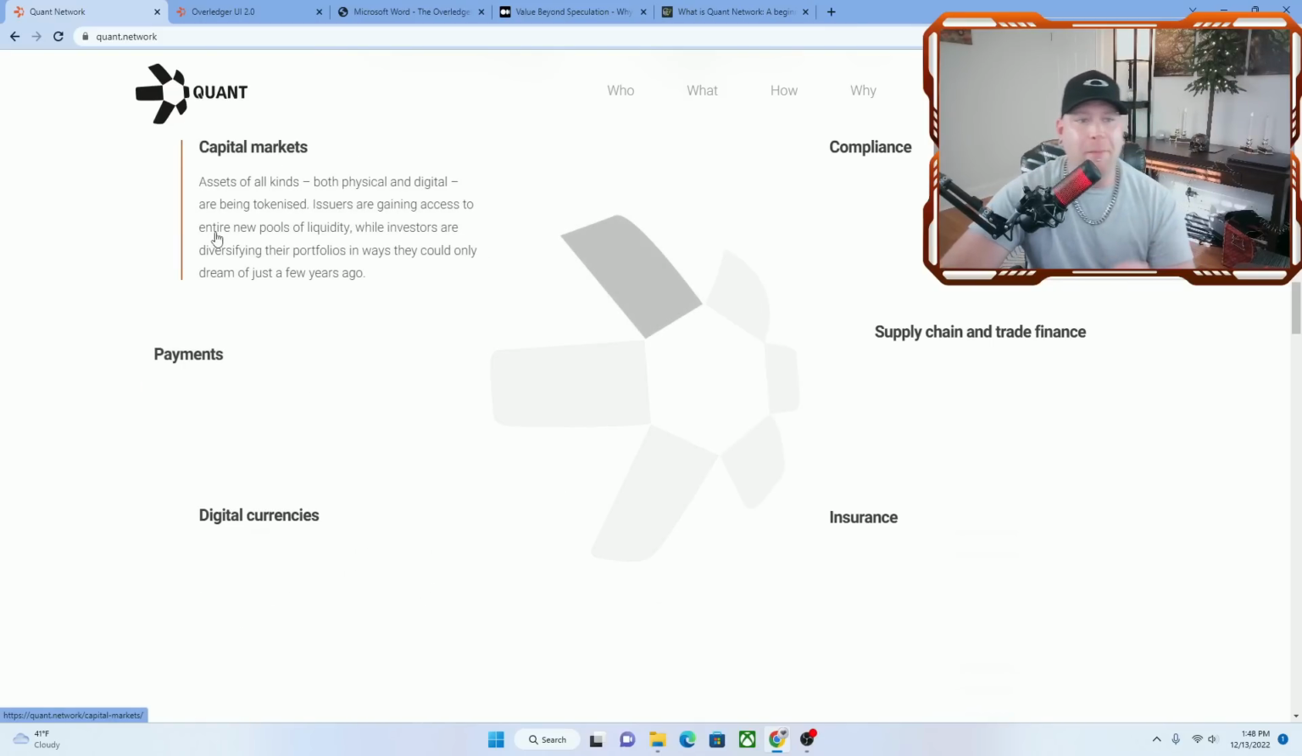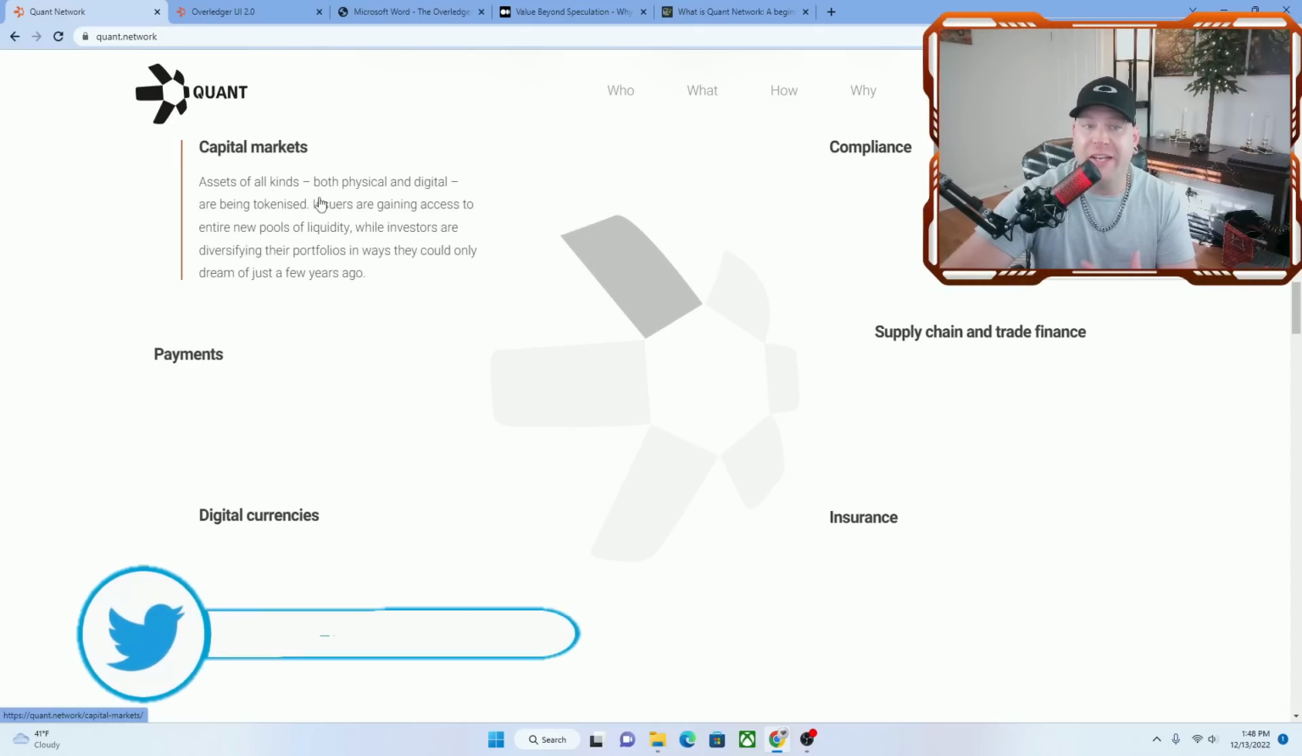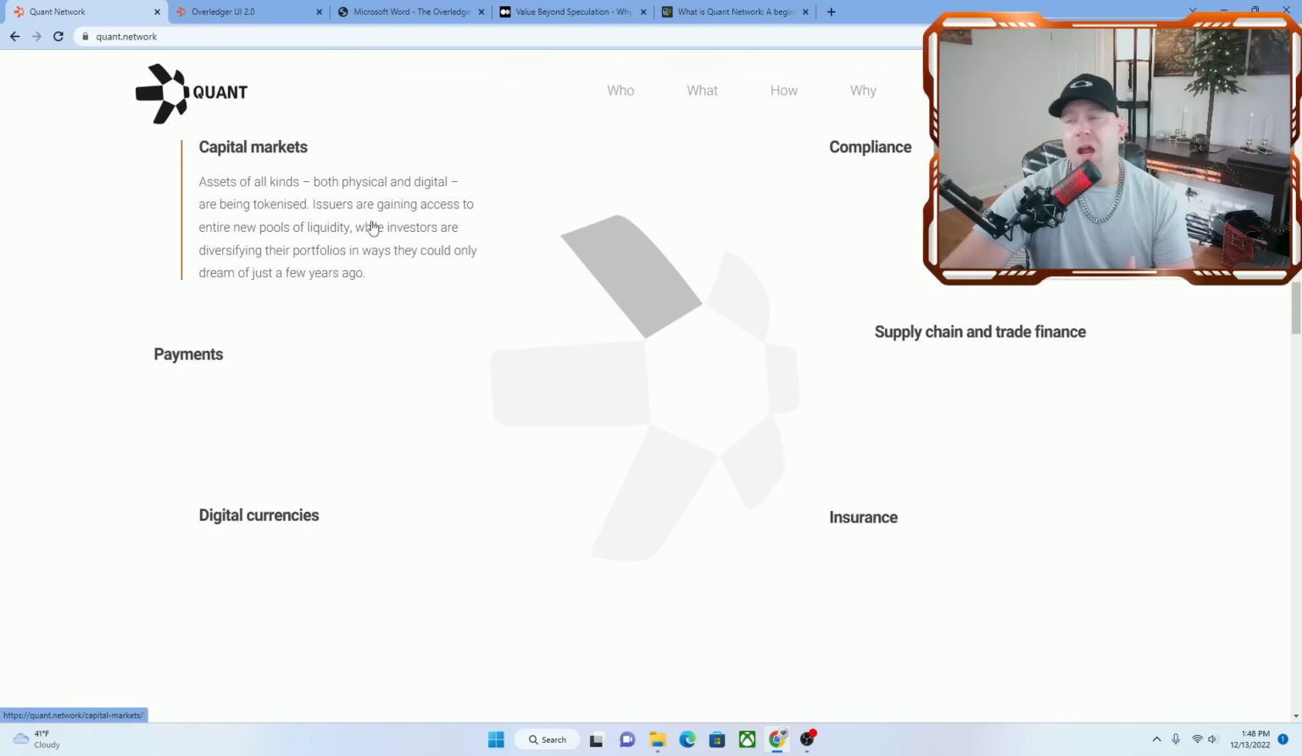All right, here we have capital markets. Assets of all kinds, both physical and digital, are being tokenized. Issuers are gaining access to entire new pools of liquidity, while investors are diversifying their portfolios in ways they can only dream of a few years ago. And this is really true.